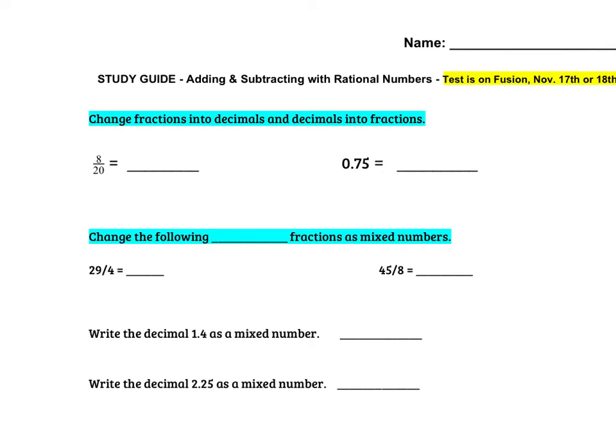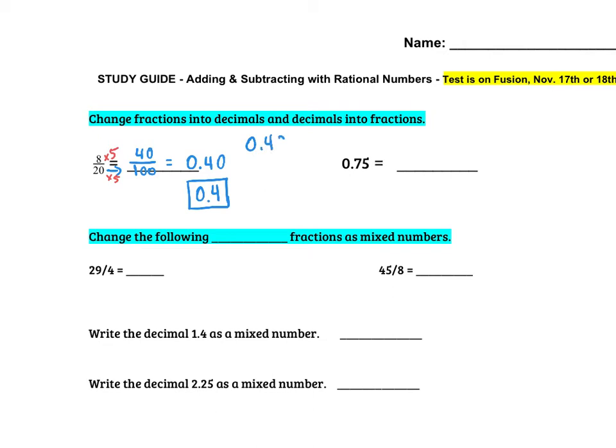To change this fraction into a decimal, I want to get my denominator to 100. So I'm going to do 20 times 5. Whatever I multiply the bottom, I need to multiply the top. So I would get 40 over 100, which is 40 hundredths. And remember, we don't need that 0 at the end. So 0.4 could be your final answer here.